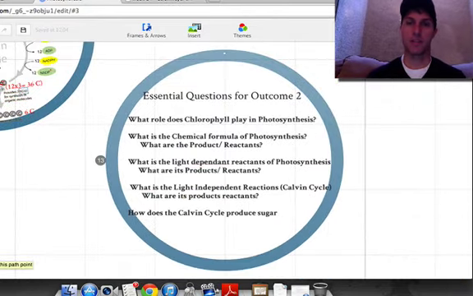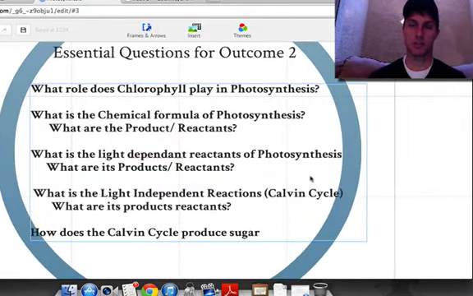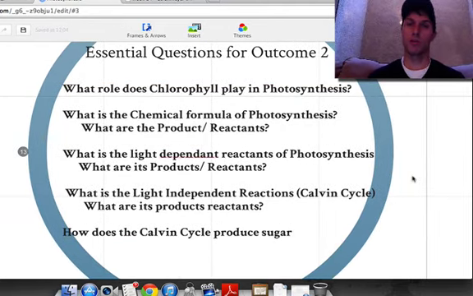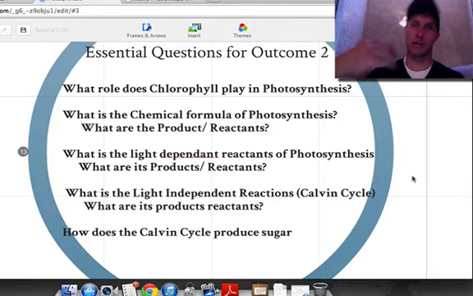All right, the essential questions. Let me just zoom in here. What role does chlorophyll play in photosynthesis? Chlorophyll is a pigment. It's what's capturing the sunlight that's entering the leaf. It's absorbing all colors except for green. This light energy is reflecting green back to our eye. That's why leaves look green.